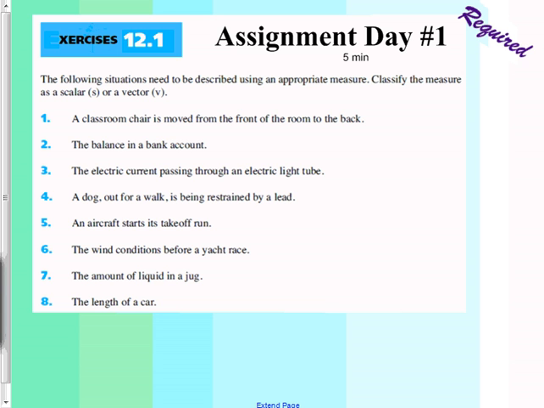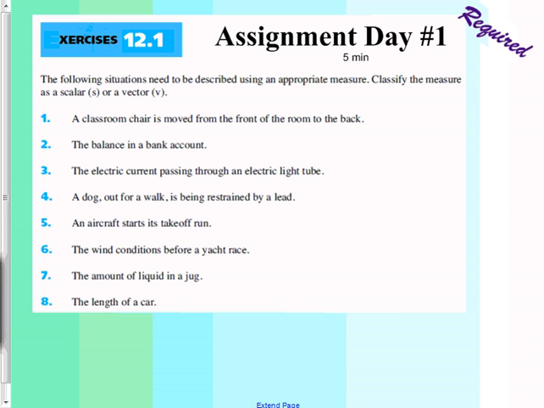Number 1. Okay, now there's a lot of pressure, right? Number 1, classroom chair is moved from the front of the room to the back of the room. Is that like a scalar or a vector? Well, it'd be kind of handy if I told you what a scalar was, wouldn't it? Okay, a vector has magnitude and direction. Come on, just give me an idea of what do you think a scale measures?